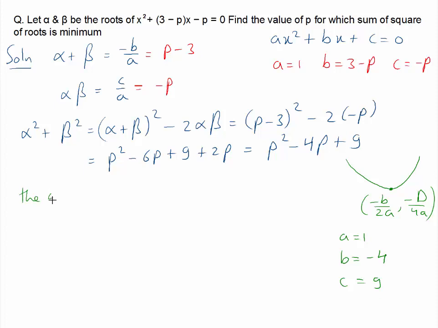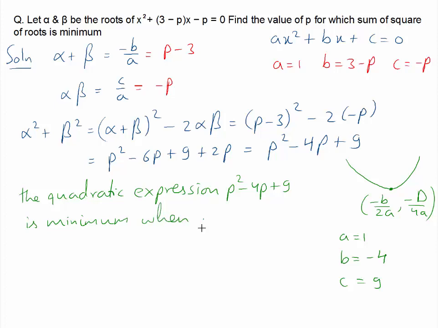So the quadratic expression p square minus 4p plus 9 is minimum when p equals minus b by 2a, where b and a correspond to this quadratic. So that would be equal to minus of minus 4 divided by 2 times 1. So that's 2. Therefore, when p is 2, this quadratic is minimum.